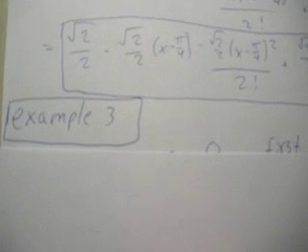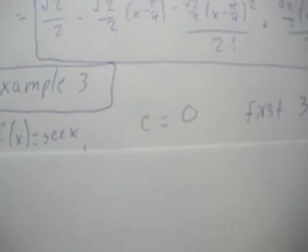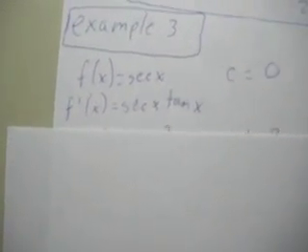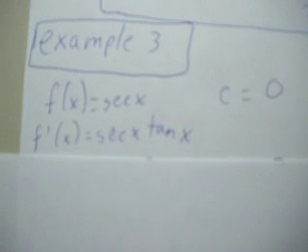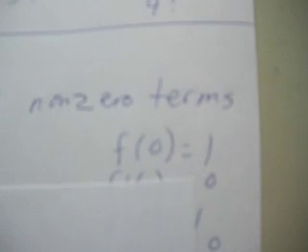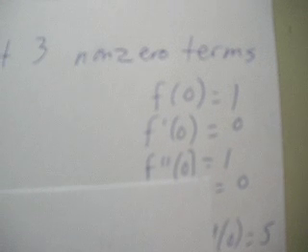Here in example 3, we have one more Maclaurin polynomial. This one gets a little bit tricky when finding the derivatives though. This is what's given. f of x equals secant x, c equals 0, making it a Maclaurin, and we have to find the first 3 non-zero terms. So we start off by finding our first derivative, which is secant x tangent x, and when we plug in our c, we get 1. Our second derivative is secant cubed x plus secant x tangent squared x. When we plug in our c, we get 0.